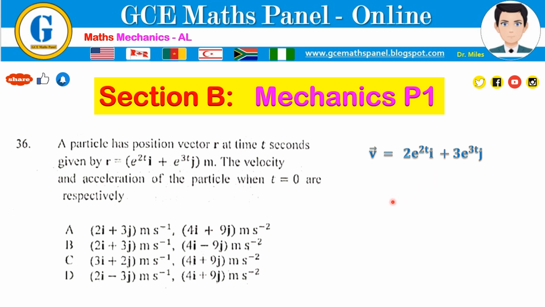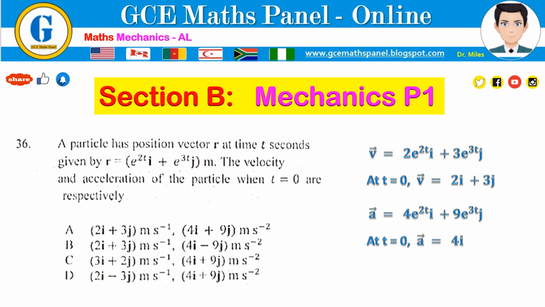So this is our v, but at t equals 0, we are going to have v equal to 2, because e to the power 0 is 1. So 2i plus 3j, all of that meters per second. Now acceleration is the derivative of velocity. So when we differentiate velocity again, we have 4e to the 2t i plus 9e to the 3t j. And at t equals 0, we will have 4i plus 9j meters per second squared. So the key here is A.